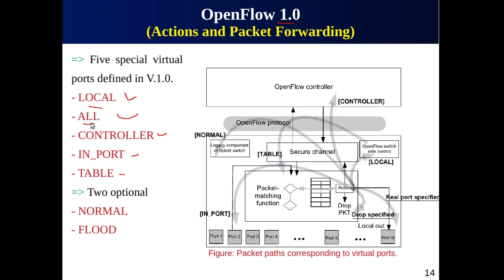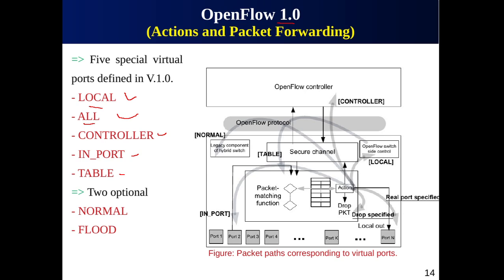ALL, as the name indicates, is used to flood a packet out on all ports on the switch, except the input port on which it was received. This provides the broadcast capability of the OpenFlow switch. If you want to flood a packet, to broadcast a packet on all the available output ports, except the one on which it arrived. So that is ALL.